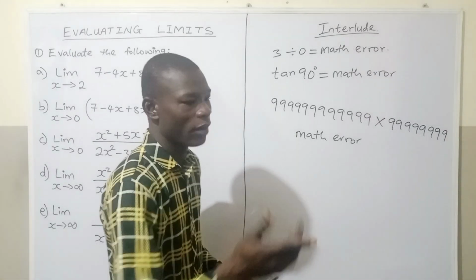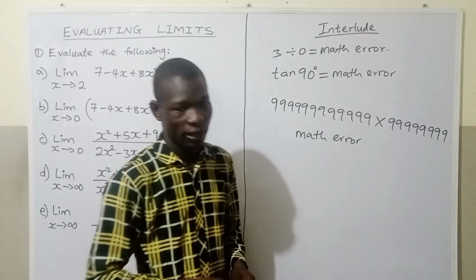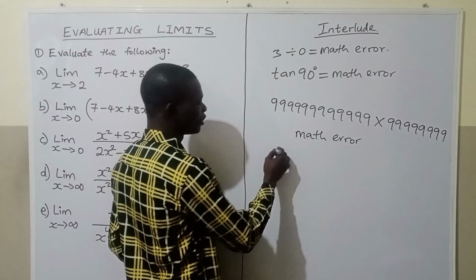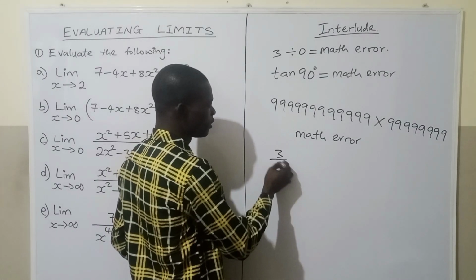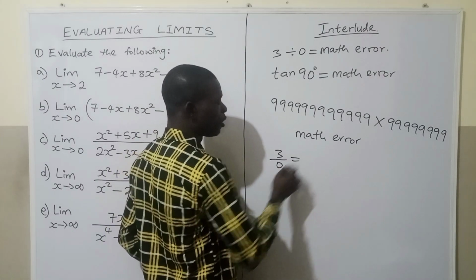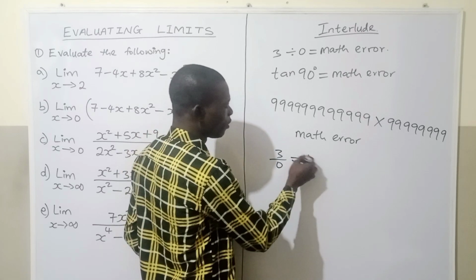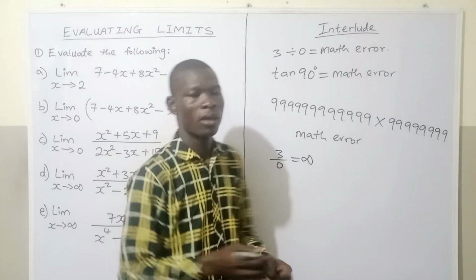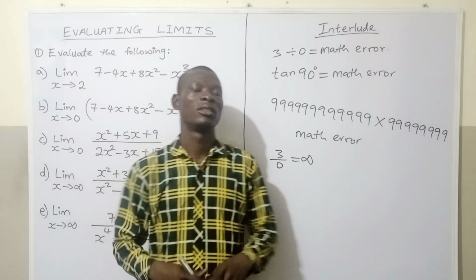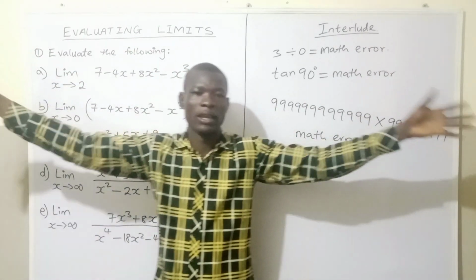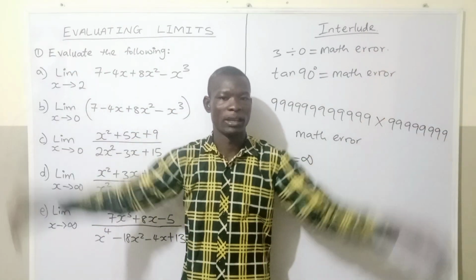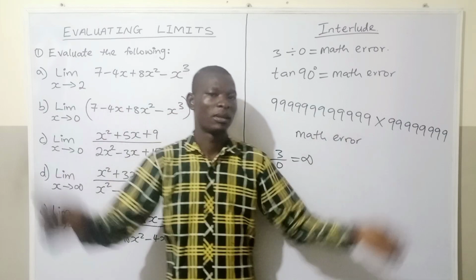Math error. Now, moving on, when you get to a higher level in mathematics, when you come across concepts like 3 divided by 0, or 3 over 0, instead of us mathematicians writing math error, what we write is what? Infinity. And what is infinity? Infinity is a very large number that cannot be estimated.